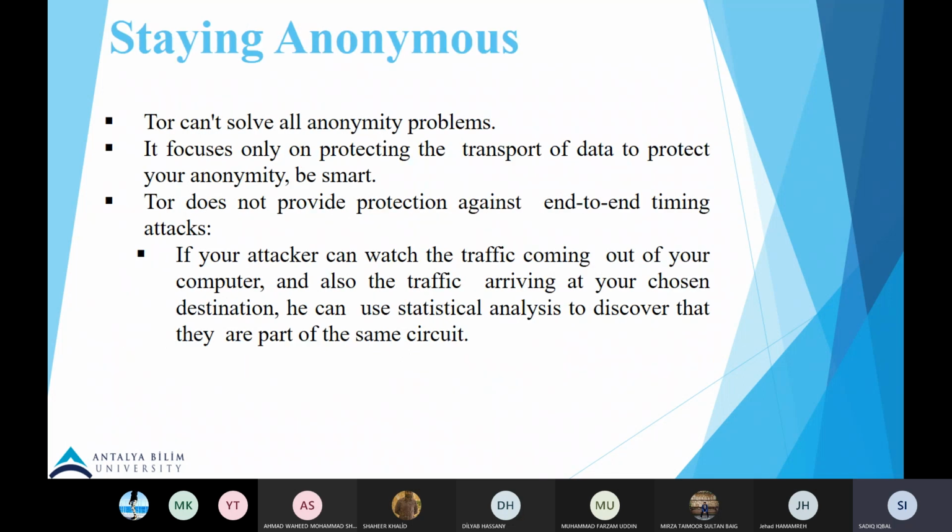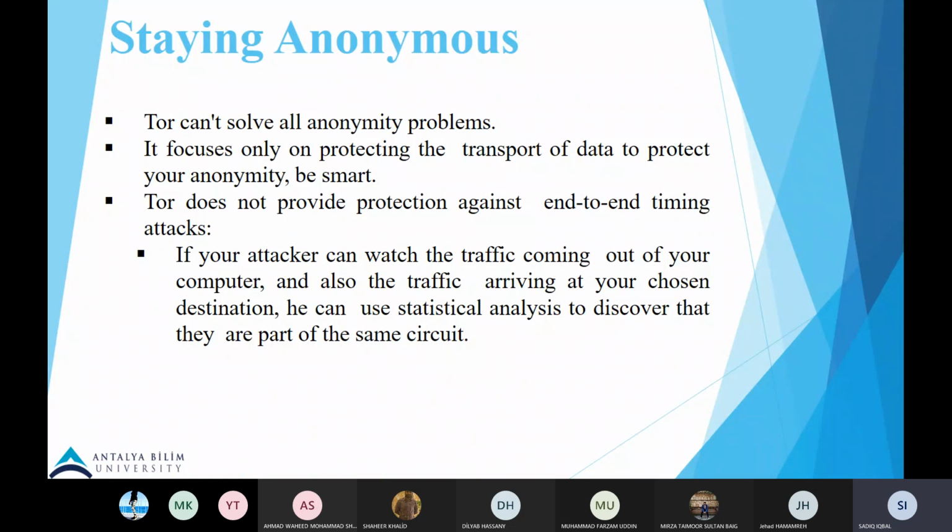Okay, so now staying anonymous. TOR cannot solve all anonymity problems because the job of TOR is just to transfer the user data anonymously to the destination. It focuses only on protecting the transport of data to protect your anonymity, and you have to be smart in how you're using this software to your advantage, and you are not doing anything illegal.